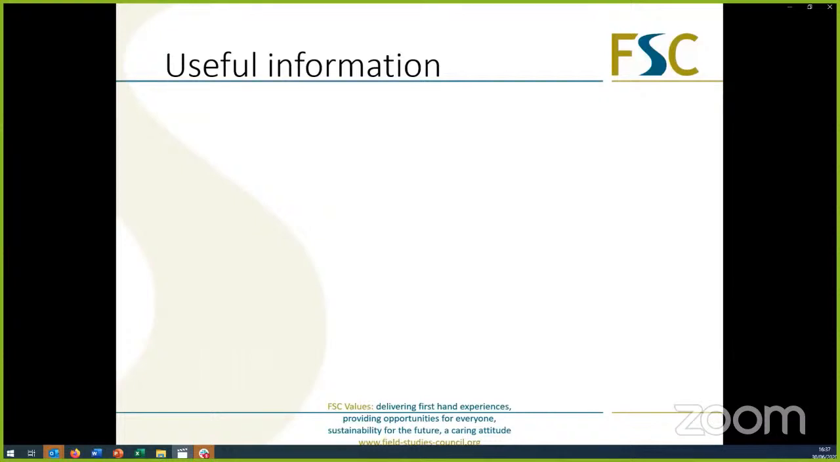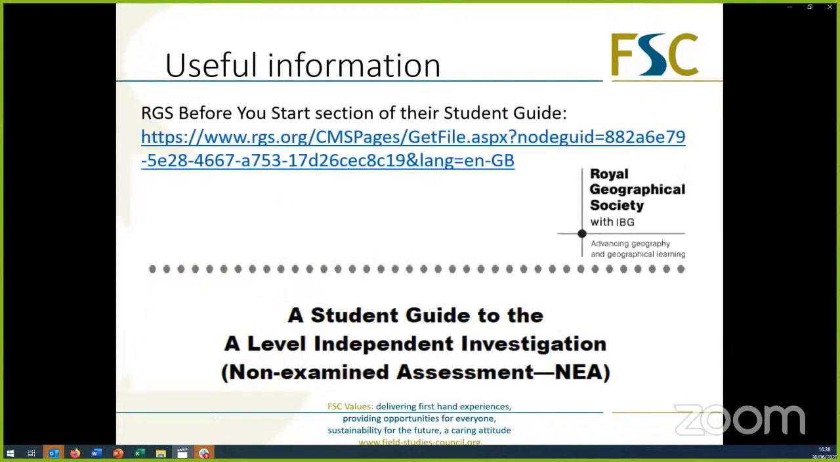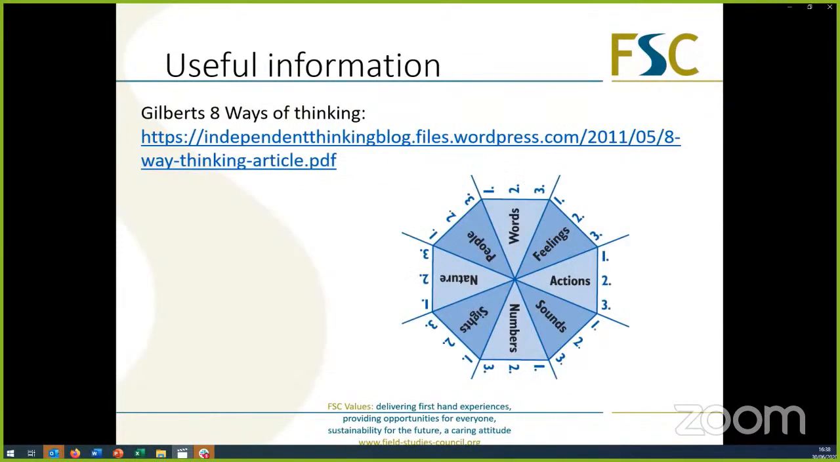There's an awful lot of useful information out there to help you interrogate a landscape and to begin developing questions. Some of our favourites at the FSC are the following. The Royal Geographical Society Student Guide is a really useful tool and well worth a read, especially the Before You Start section, which shares information on the considerations you need to make before getting on with your investigation. Another favourite of ours is Gilbert's 8 Ways of Thinking. It's a really nice way of interpreting landscapes and drilling down into what is interesting and the different perceptions that we have.